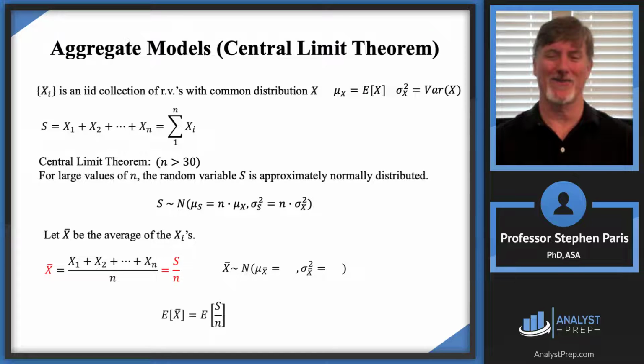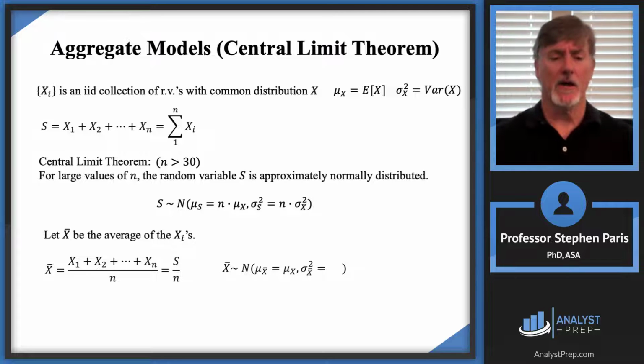I factor out the 1 over N, and I get the expected value of cap S over N, which is the expected value of cap S divided by N. Expected value of cap S, we did that before, it's highlighted in red, so I have an N times the expected value of cap X, and then the N's cancel off, and what you find is that the expected value of cap X bar is just the expected value of cap X.